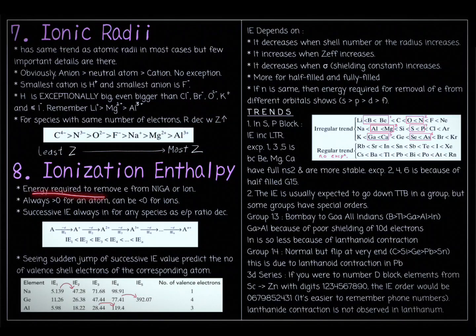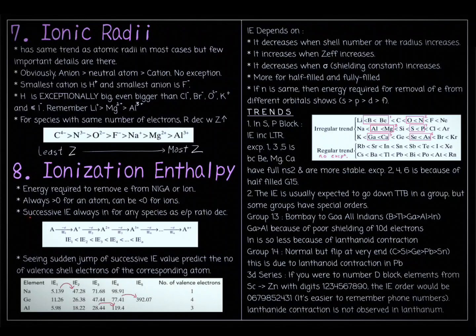Basically, it is the energy required to remove an electron from a neutral isolated gaseous atom or ion, and it is always positive for an atom. What does it mean to be positive? It means that you have to supply energy to an atom in order to remove its outermost electron, and it can be less than 0 for ions. For example, if you have an anion and it really wants to be a neutral atom, charge is always a destabilizing thing. So sometimes when you remove an electron from an anion, it can release energy in order to come back to its neutral state, because the neutral state happens to be more stable.